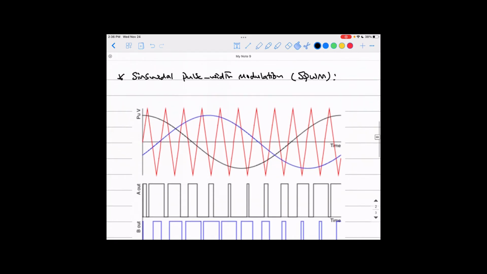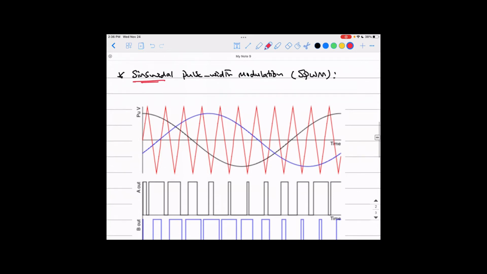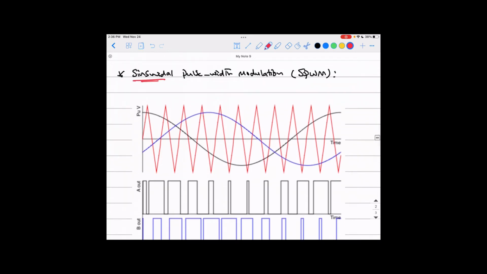We call it sinusoidal pulse width modulation because it uses a sinusoidal signal as the control signal. First of all, this is in the control pattern, so this happens inside your controller. You have something to generate these pulses for you, maybe a microcontroller, an Arduino, a computer connected to a dSPACE, or any other kind of controller you can use.